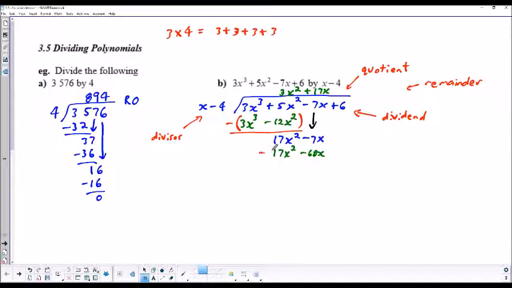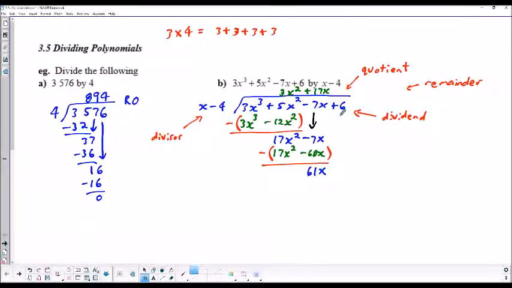Okay, I'm going to subtract after I put brackets around that just to make sure I get all the signs correct. And 17x squared minus 17x squared, well, that's just going to give me 0. And that's the idea. You want to get rid of that first term. You're going to eliminate it. And then negative 7x minus negative, again, so that would be negative 7x plus 68x. And that's going to give me then 61x.